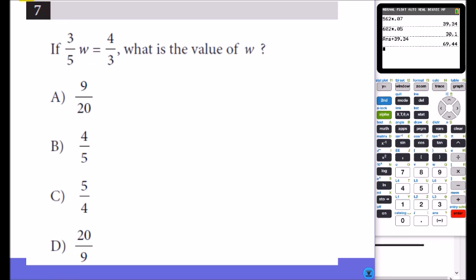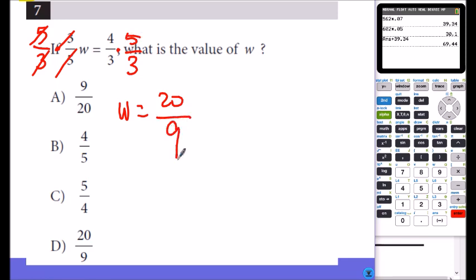So you're solving for w, so you have to get rid of 3/5. So you flip and multiply to get rid of the fraction. And you multiply by the same fraction here. So you get w equals 20. 4 times 5 is 20. 3 times 3 is 9. So you get 20 over 9, which is D.